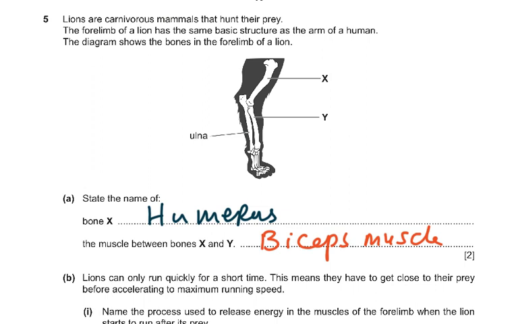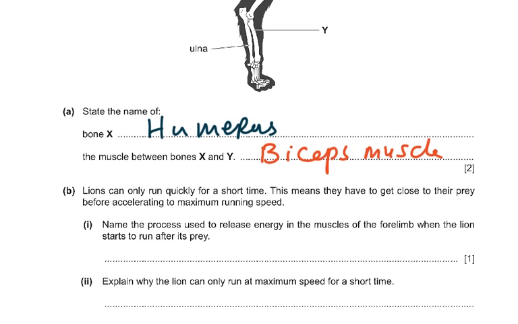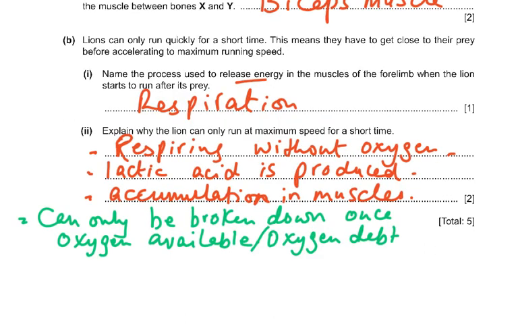Carnivorous mammals that hunt their prey. The forelimb of a lion has the same basic structure of the arm of a human. The diagram shows the bones in the forelimb of a lion. State the name of the bone X, humerus, the muscle between X and Y, biceps muscles. Lions can only run quickly for a short time. This means they have got to get close to the prey before accelerating to a maximum running speed. Name the process used to release energy. Respiration. So the process to release energy is respiration.